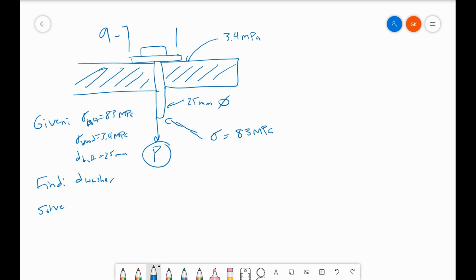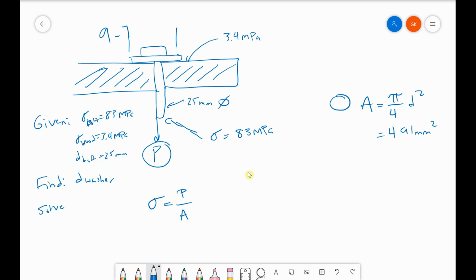First off, let's just start deriving equations. I'm going to write my stress equation: stress equals load over area. I don't know the area of the washer, but I can figure out the area of the bolt, because that bolt is circular, and therefore the area is equal to pi over 4 d squared. That comes out to be 491 millimeters squared.